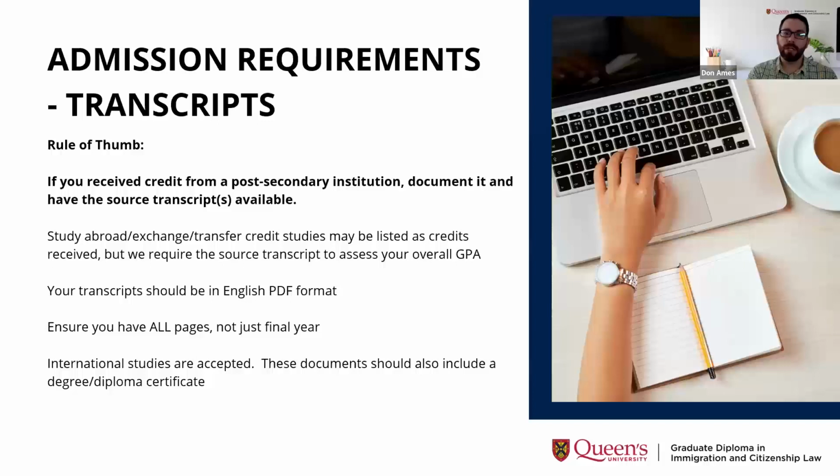What you should also include are degree or diploma certificates. So basically the certificate you received at the conclusion of your program indicating that you completed it. A lot of North American transcripts provide that information right there on the document, on the transcript. Many international institutions don't. So the way that we know that you've completed your program is you provided all of the transcripts for all of your terms and years of study, and you provide your degree or diploma certificate.